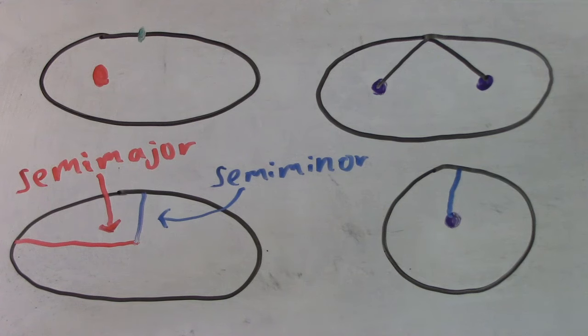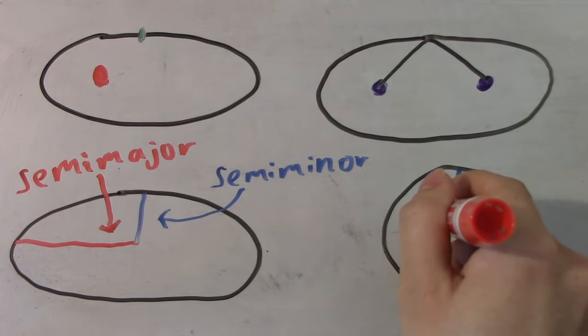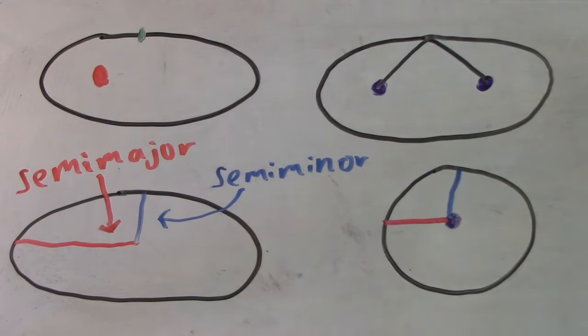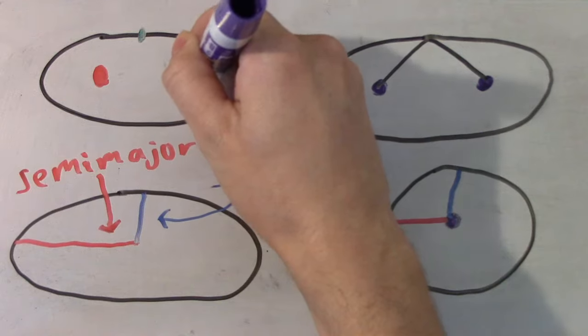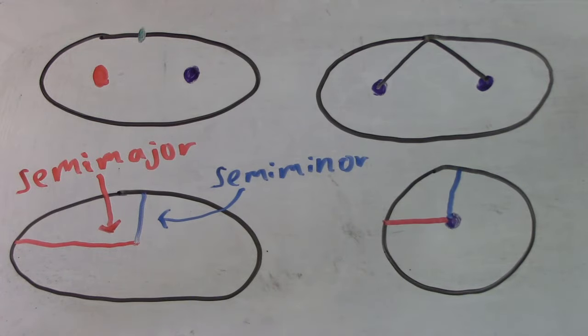In either case, for our orbit, the planet traces out an ellipse, with the Sun located at a focus. Note, the orbited body is only at one focus. The other focus is just empty space.